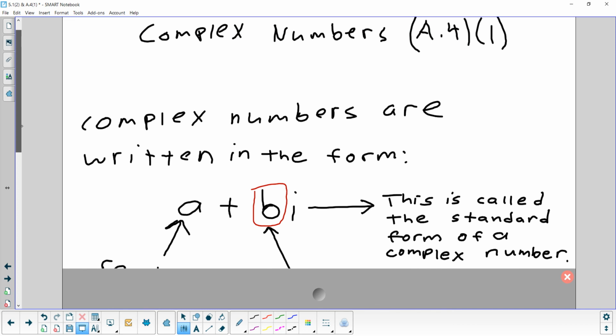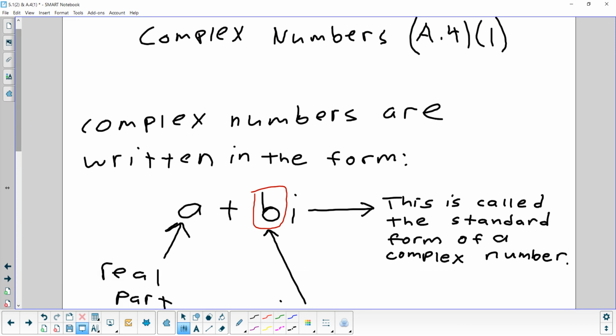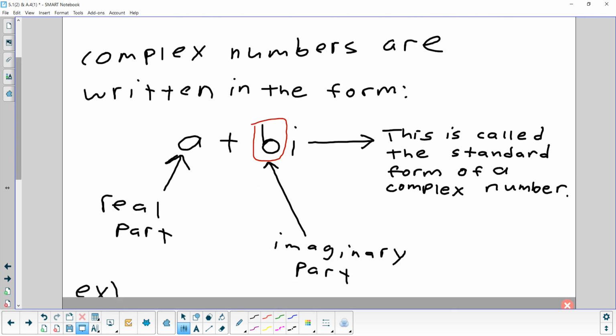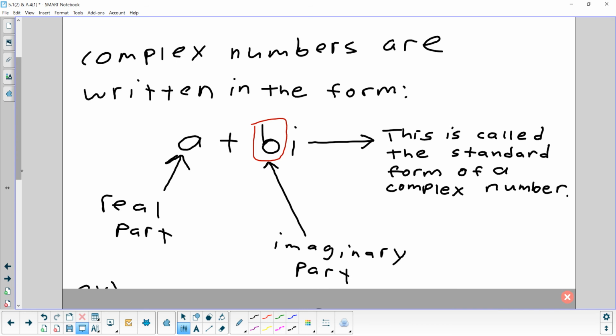So we usually write complex numbers in what is called standard form. Standard form of a complex number puts the real part of the number first and the imaginary part of the number second. So when I point to these different things here, a would be called the real part. b is the imaginary part. The i is just there to tell you what's in front of it is imaginary. That's how you know it's imaginary. You put this i.